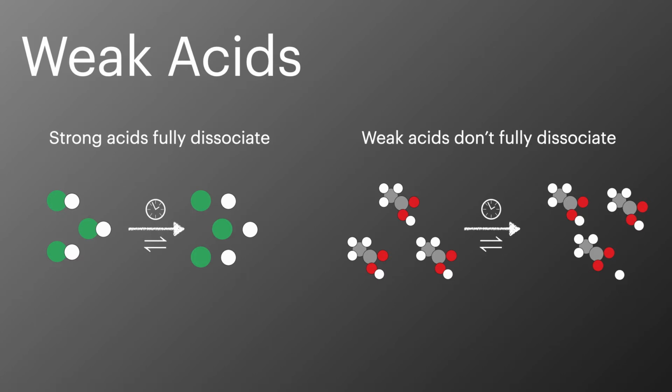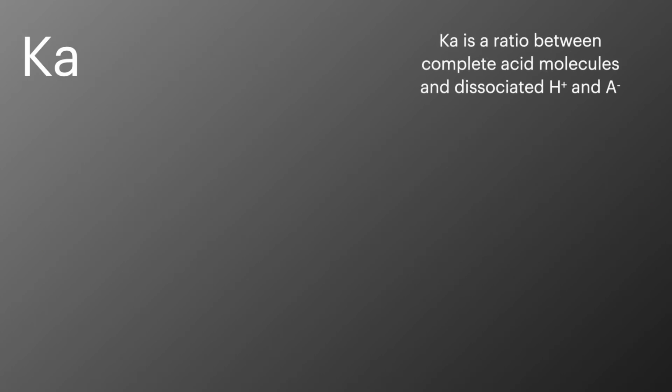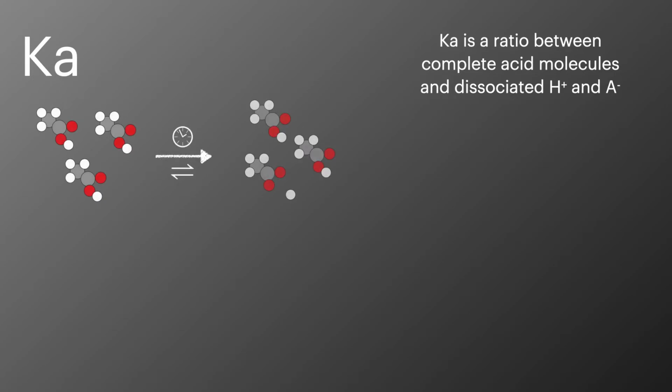This means that we have to use the acid dissociation constant Ka to calculate the concentration of hydrogen ions. The acid dissociation constant is a ratio between the complete acid molecules and the dissociated H+ and A-. Just like Kc, if the value of Ka is less than 1, then the equilibrium favours the left-hand side, and the concentration of hydrogen ions is lower.